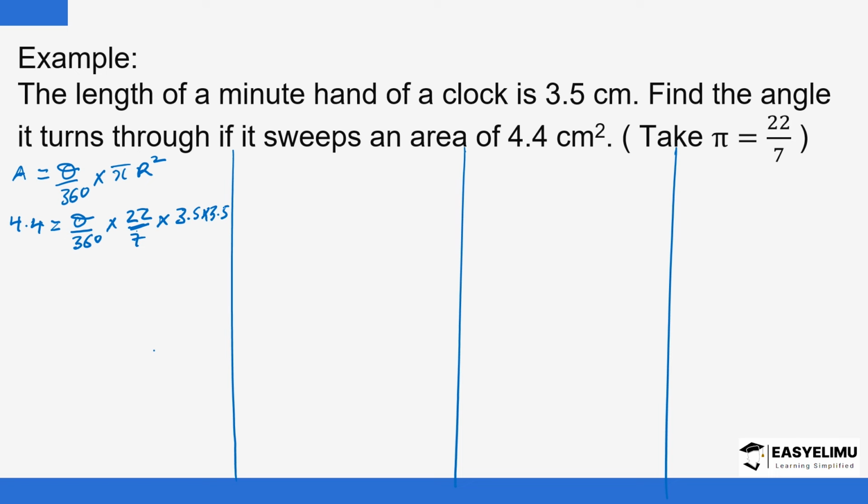If you want to find the value of theta, what you'll do is multiply the left-hand side of the equation by the reciprocal of all this that you see here. 3.5 can be written over 1 as a fraction with a denominator of 1. So you multiply 4.4 on the other side by that reciprocal. That means we have theta equals 4.4 multiplied by 7 times 360, and then you divide by 22 by 3.5 by 3.5.